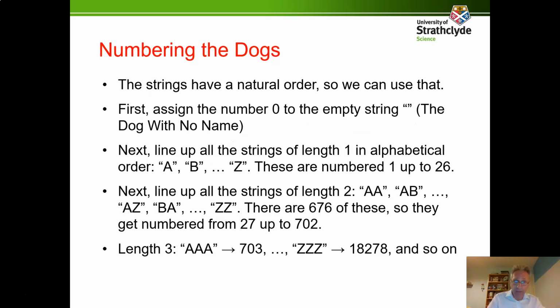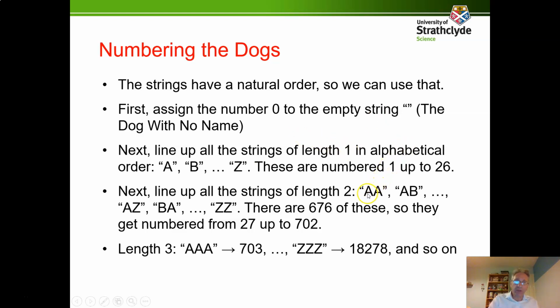The way that I worked out how to do this when I first looked at this problem, I said, okay, why don't I just line up all of the dog names in order, shortest first, so all the dog names with length 0 to start with. There's only one of those. That's the dog with no name. Then I'll have all the strings of length 1, A, B, C, D, E, F, G, all the way up to Z, and I'll number those 1 to 26. So the empty string gets 0, then A to Z gets 1 to 26.